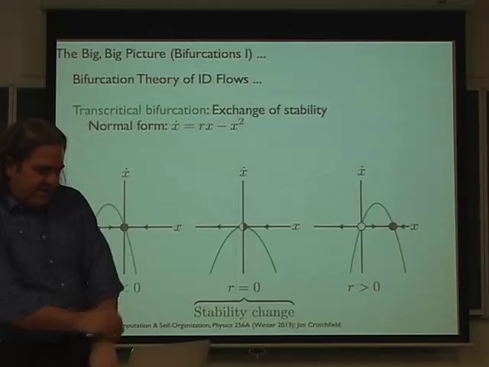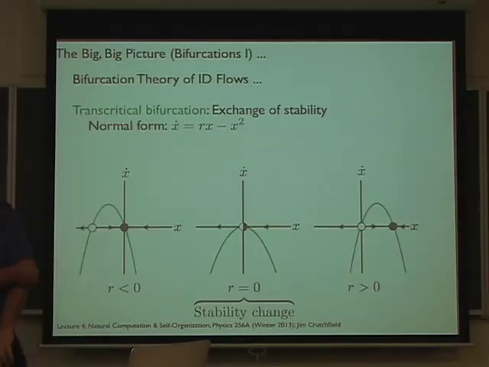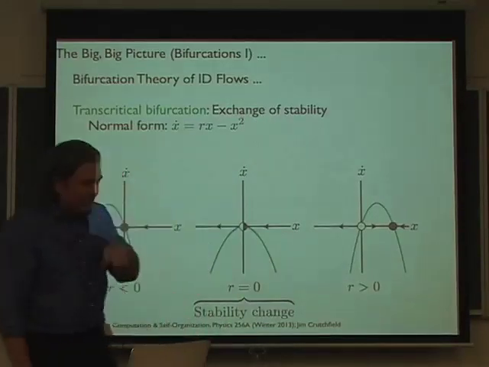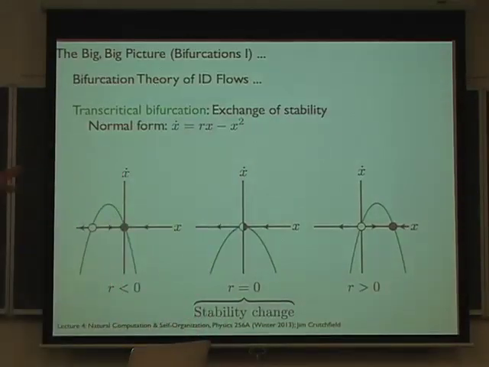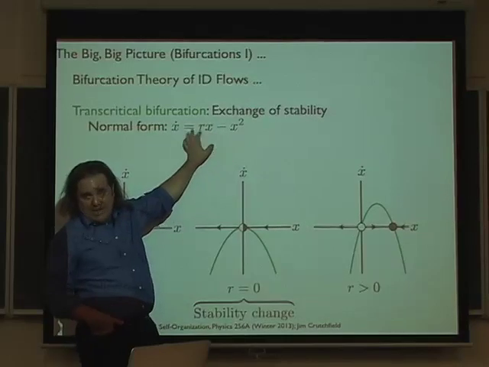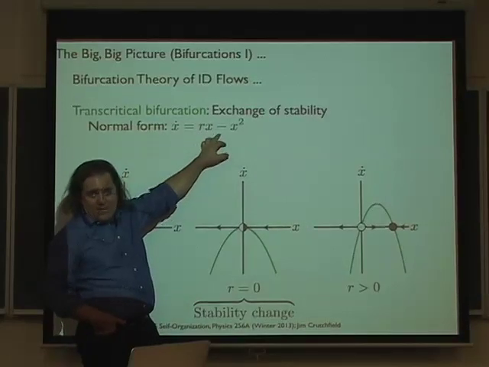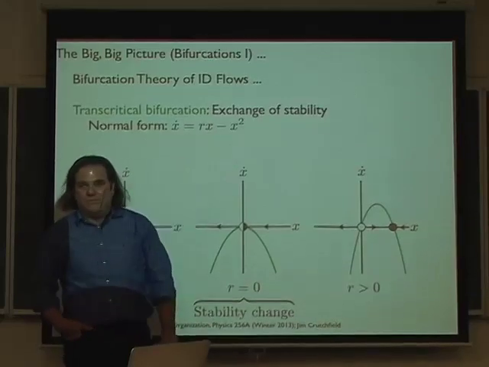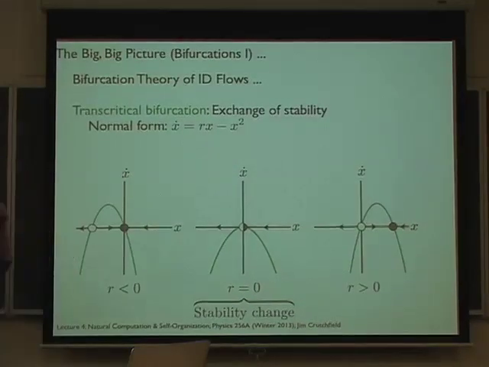The next kind of bifurcation is called transcritical bifurcation, or exchange of stability. And we'll see why when we do the bifurcation diagram why that's the case. The normal form for this bifurcation is actually not so different. x dot is equal to r times x minus x squared. So all I did is add an x right next to the r.